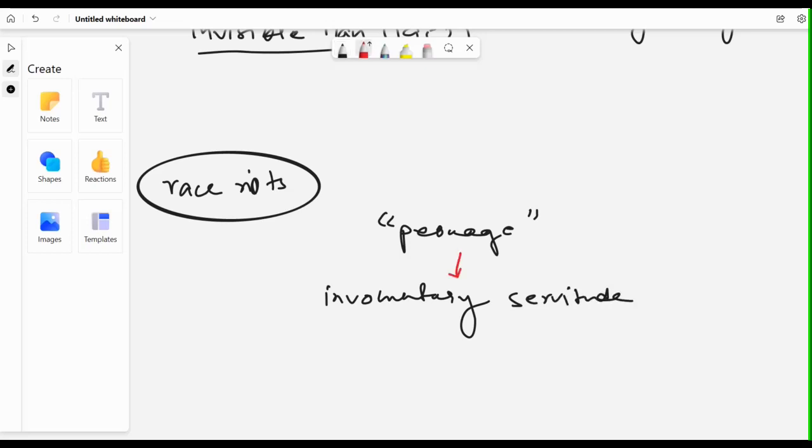Peonage was an involuntary form of servitude that prevailed particularly in the cotton belt and in the railroad construction camps, the sawmills and the mines of the South. It began in the 19th century. Peonage continued well into the 20th.